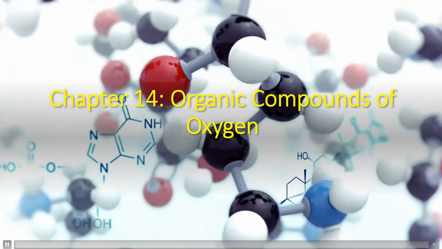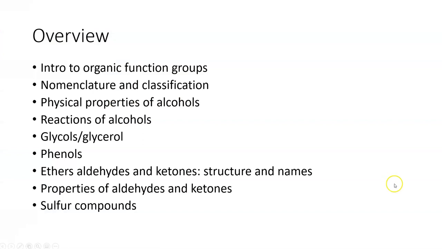In this chapter, we're going to talk about organic compounds that have oxygen in them. And we're going to focus on oxygen when it has single bonds to the elements that it's bonded to, and not double bonds, which will be chapter 15. The overview for this section is we're going to get an overview of organic compound functional groups.